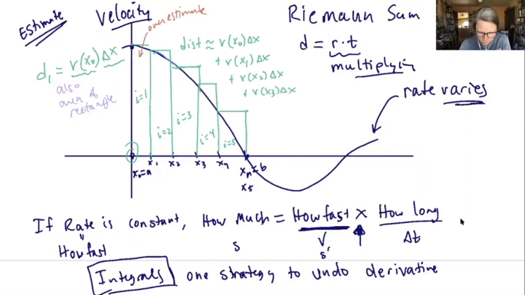And how many of these little rectangles do I need to have? Like, do I stop at x4 or do I go all the way to x5? Do I want to do one more or do I have enough? So let me know in the chat window, one more or enough? Do I need another rectangle?